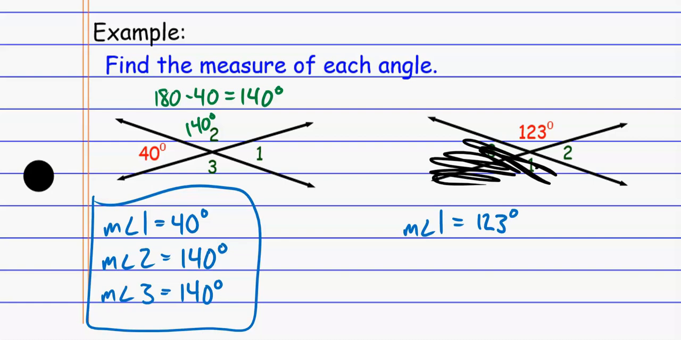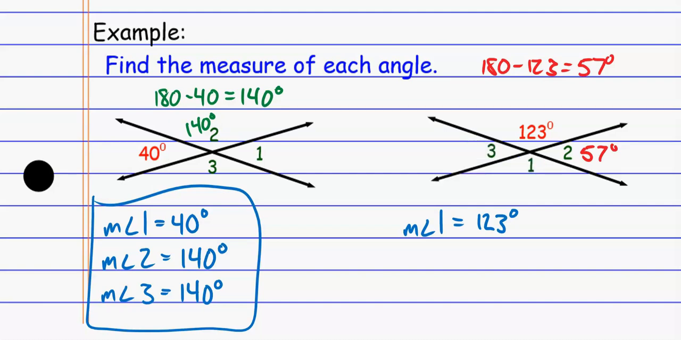So if I want to find angle 2, it's 180 minus the 123. And if I could write, 123 would look like this. There we go. And so if I subtract that, that gives me 57 degrees. So angle 2 is 57 degrees. And I can easily add those up and check it. They're supplementary angles. They should add up to 180 degrees, and they do. So now I can say that the measure of angle 2 equals 57 degrees.